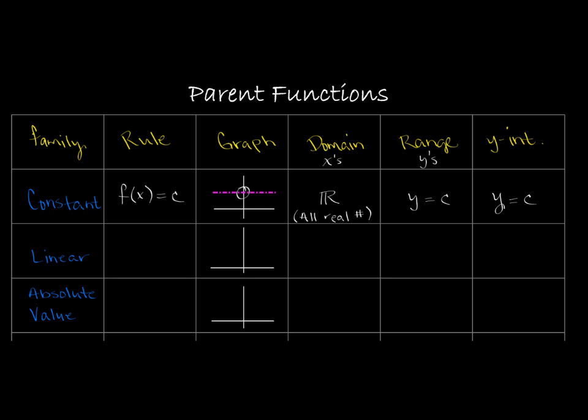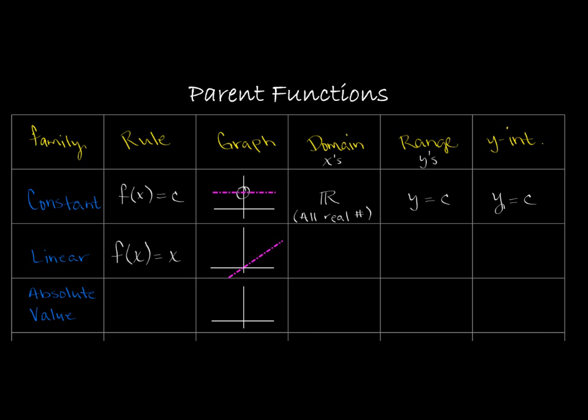Now the next family we're going to talk about is the linear family. And this is the most basic line that you can get. This is f of x equals x. Basically, x equals y. Whenever you're looking at a basic linear function, you're going to be hitting the points 1, 1, 2, 2, 3, 3, negative 1, negative 1, basically where x and y are always the same thing.